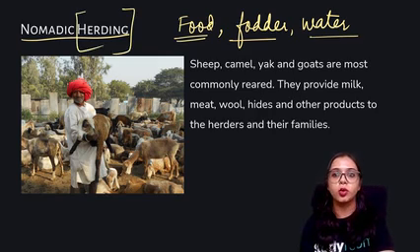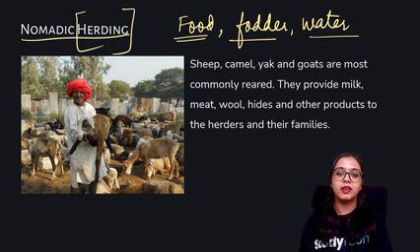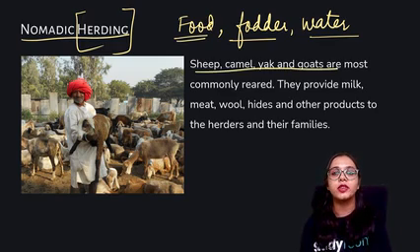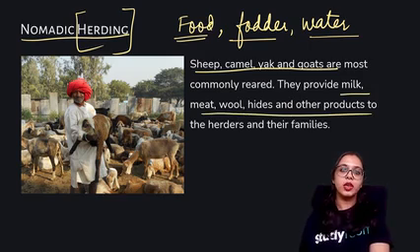Okay, and water for both for himself, for his family, and for his animals. So what kind of animals are involved? Sheep, camel, yak, goats are the most commonly reared animals, and the products that he gets from those animals are milk, meat, wool, hides, etc. Okay, so all of these are being performed.